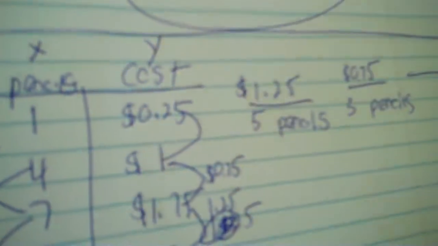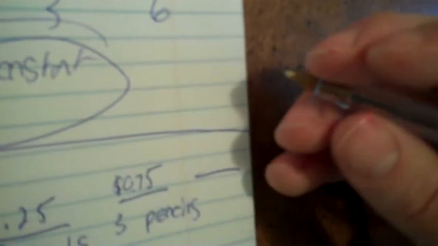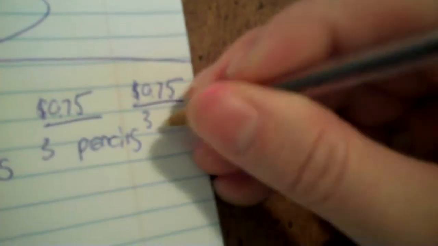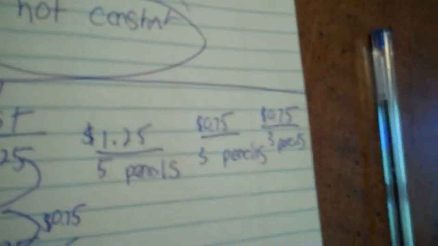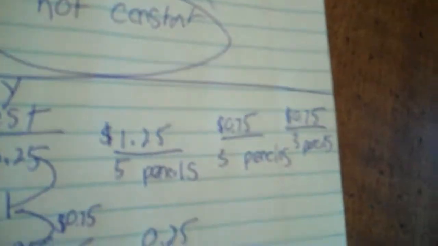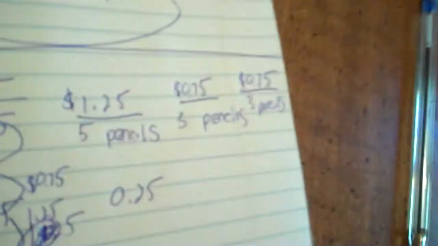Then finally, $1 minus 25 cents is going to be 75 cents. And then 4 minus 1 is going to be 3 pencils. Again, you're just subtracting. You're making rates. Okay, now I'm going to divide. $1.25 divided by 5, you get 0.25. Then 75 cents divided by 3, oh, 0.25.